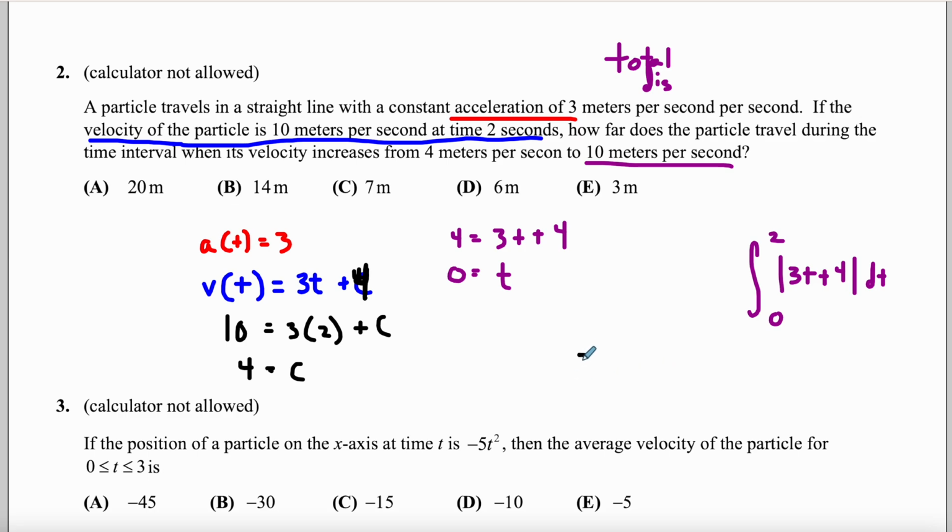So we're going to go with 3/2 t squared plus 4t. And again, the only number that matters would be the 2, since 0 will cancel itself out. So 2 goes in. I end up with 3/2 times 4, which is 6, plus 8. That's 14.